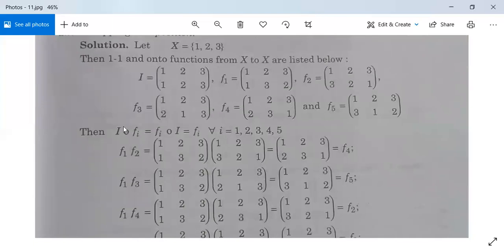Now look, I composition Fi will be Fi composition I, which is equal to Fi for all i. The value of i is 1, 2, 3, 4, 5. And F1 composition F2: first write the value of F1. F1 is 1, 2, 3 to 1, 3, 2, and F2 is 1, 2, 3 to 3, 2, 1.